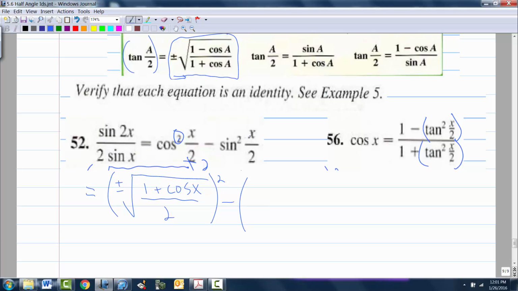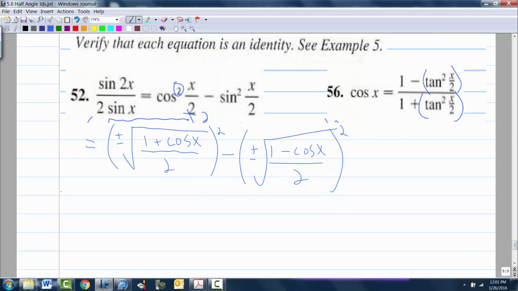And then what's sine squared of x over 2? It's whatever sine of x over 2 is, squared. What is sine of it? It's plus minus the square root of 1 minus cosine of x, all over 2, squared. So then the next step is, this becomes freedom, not plus minus. Minus.